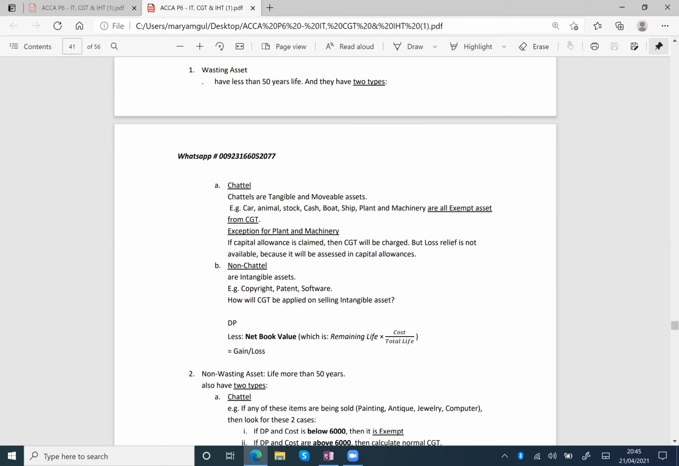Why are plant and machinery given here? It is a business asset, and normally CGT will apply whenever you sell plant and machinery, with rollover relief and holdover relief, which you already discussed. So why am I writing plant and machinery in the exempt list? You can see the next heading, exception for plant and machinery. There is an exception, and that's why I am writing it in the exempt asset list. I will discuss more detail in the trading income chapter. Right now I am only reading it; there is no need to understand.